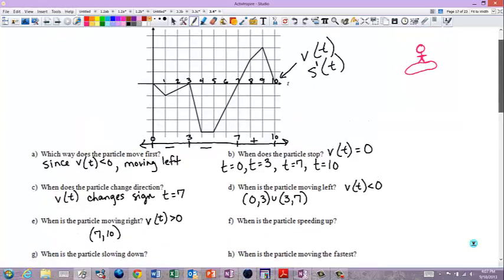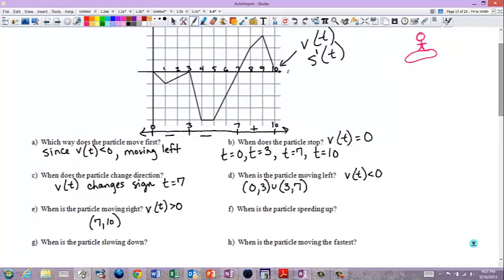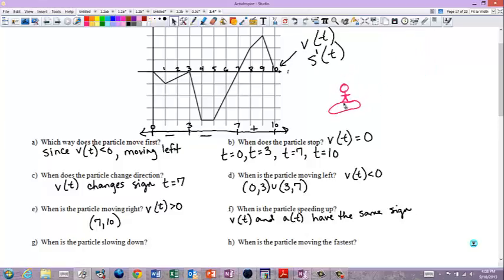Okay. When is the particle speeding up? Ooh, a tricky one. Here's a rule. The particle is speeding up when the velocity and acceleration, and this stuff right here you're just going to have to memorize, have the same sign. Because think about me in the car, okay? When am I speeding up? When I'm moving forward and I'm pushing the accelerator down.